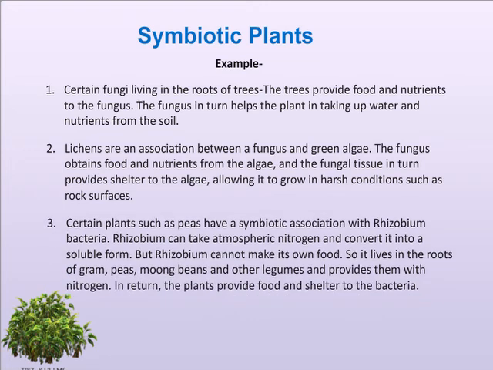Certain plants such as peas have a symbiotic association with Rhizobium bacteria. Rhizobium can take atmospheric nitrogen and convert it into a soluble form. But Rhizobium cannot make its own food, so it lives in the roots of gram, peas, mung beans and other legumes and provides them with nitrogen. In return, the plants provide food and shelter to the bacteria.